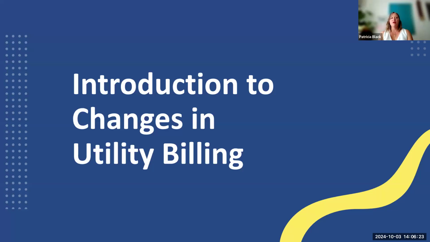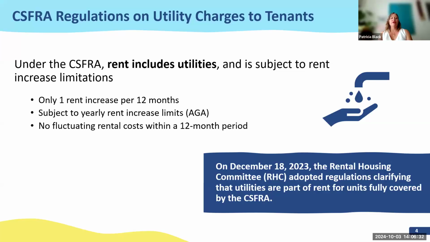So we are going to go over the changes in utility billing, or the updates, and what you should be thinking about here. There were clarifications made in the regulations to really drive home the point that under the CSFRA, rent includes utilities and is subject to the rent increase limitations. These include that only one increase can happen every 12 months. They are subject to the yearly rent increase limits, otherwise known as the Annual General Adjustment, or AGA, and there can be no fluctuating rental costs within a 12-month period. So this is where we come up against the CSFRA and RUBS not quite working together.